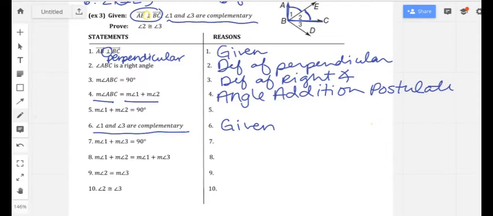Okay. And now step 5, the measure of angle 1 plus measure of angle 2 equals 90. So this one is a combination of steps 3 and 4. Notice how 1 and 2 added together is equal to ABC, and also 90 is equal to ABC. So basically what we did is we took 1 plus 2 and plugged it in up there for ABC. So we did some substitution property.